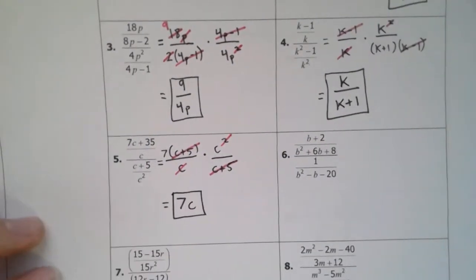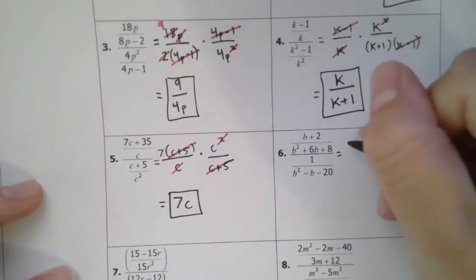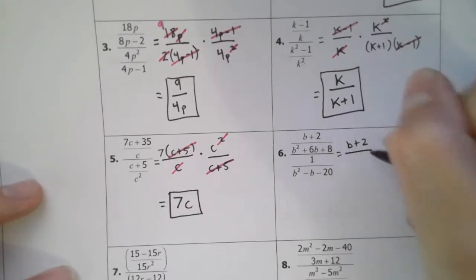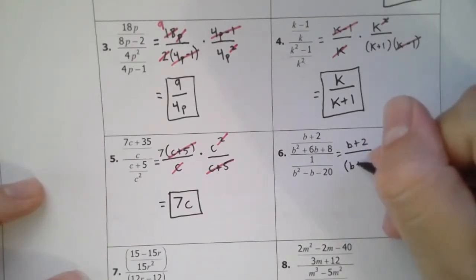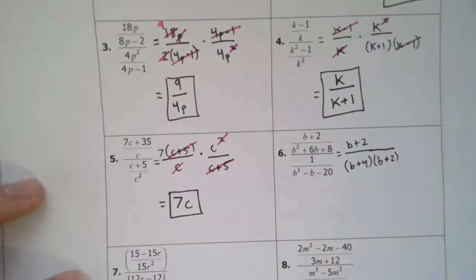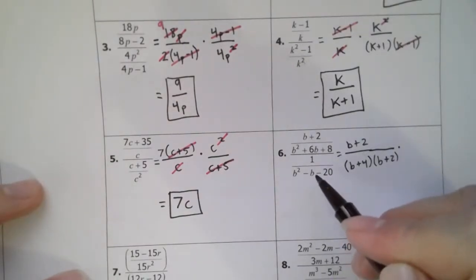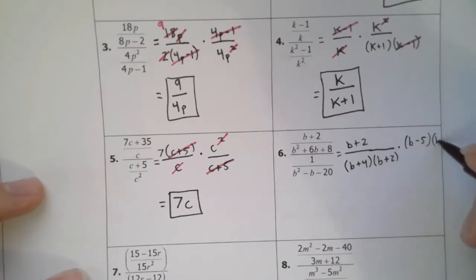That's it. Number 6. They're starting to get longer, but just have patience. Take a step at a time. b plus 2 in the numerator. b squared plus 6b plus 8, I can factor this as b plus 4, b plus 2. Then times, take the reciprocal here. And then b squared minus b minus 20, you can factor this as b minus 5, b plus 4. Yeah, that's right. And over 1.